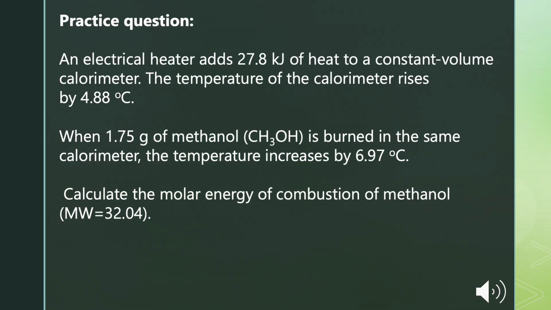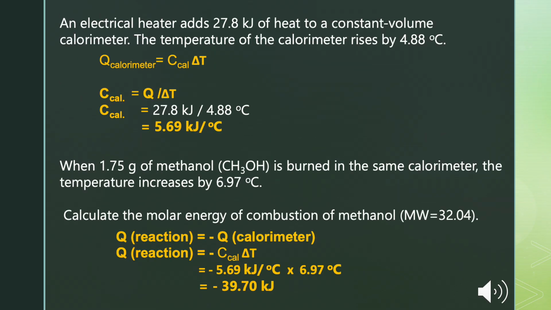Now, hands-on. Calorimeter problem. Pause the video for 1 minute and try to understand the question. First, calibrate. The heater adds 27.8 kilojoules. Temperature rises 4.88 Celsius. Solve for the heat capacity C of the calorimeter. Q of calorimeter equals C of calorimeter times delta T. So, C of calorimeter equals Q of calorimeter over delta T equals 27.8 over 4.88 equals 5.69 kilojoules per Celsius. This fingerprint is used for unknowns.